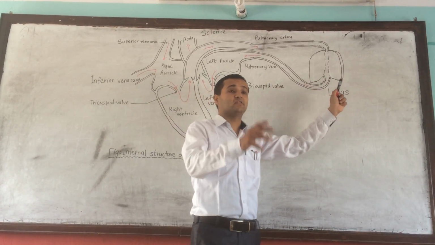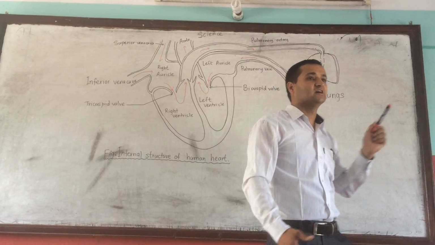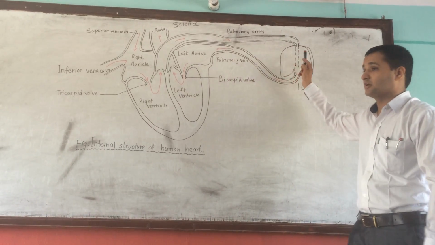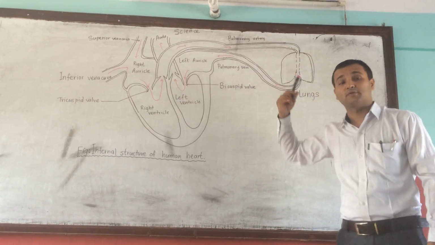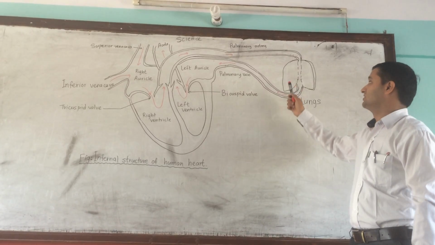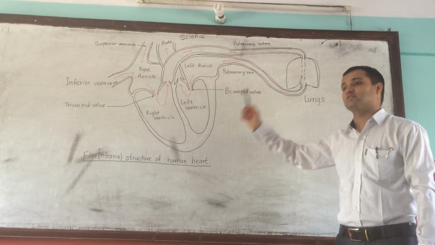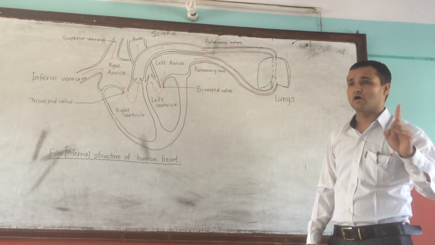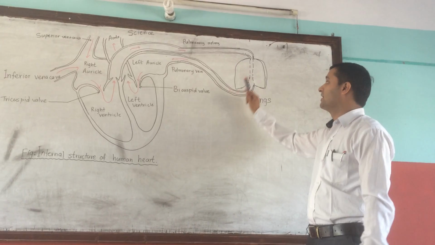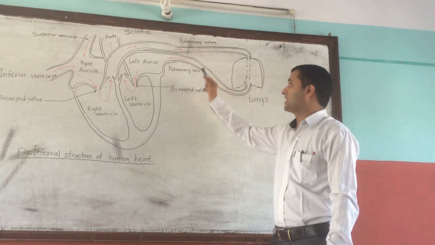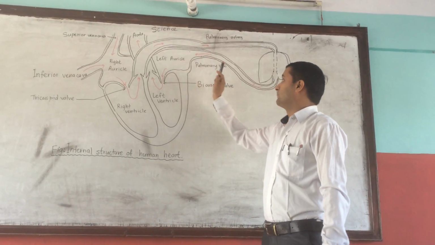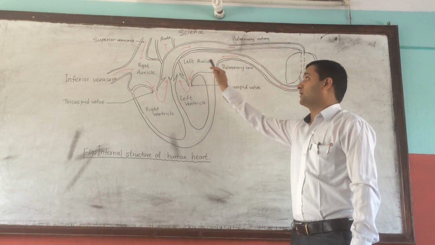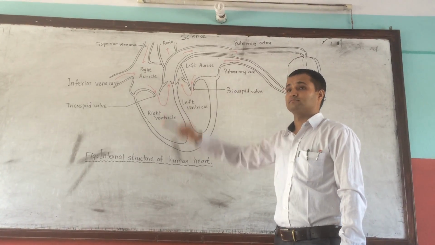Inside the lungs, there are capillaries where exchange of gases takes place. That is, the blood is purified in the lungs. Now the blood contains oxygen and it becomes oxygenated blood. What does it become? Oxygenated blood. That is called pure blood, and the same pure blood is taken back to the left auricle by a vein known as the pulmonary vein.